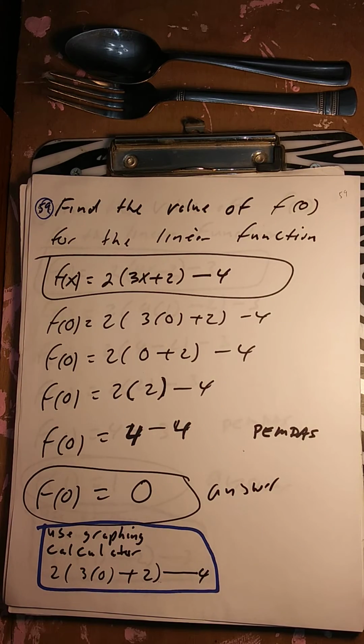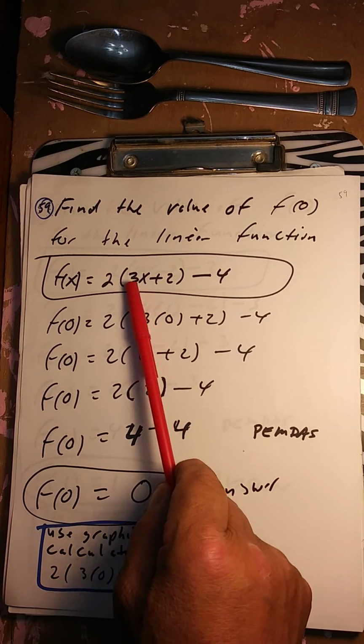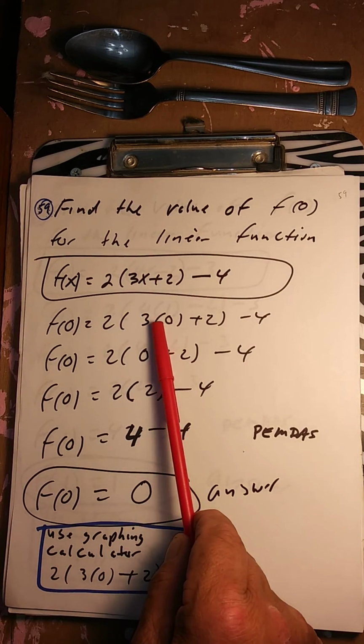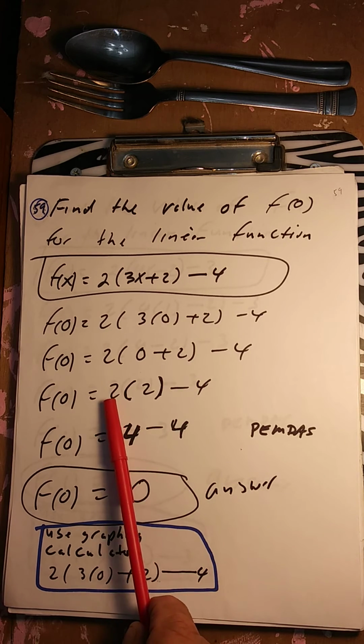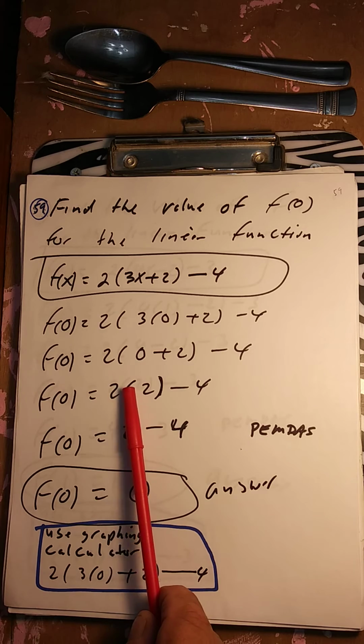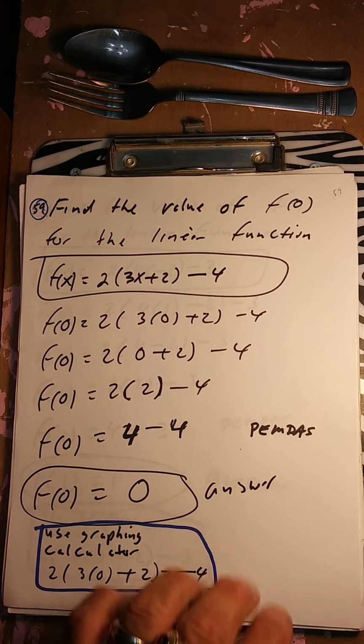Find the value of f of 0 for the linear function. Again, put the 0 in there. 3 times 0, put it in here. So 3 times 0, multiply first. No, don't add. 3 times 0 is 0. 0 plus 2 is 2. 2 times 2, multiply, subtract. No, multiply first. 2 times 2 is 4. 4 take away 4. It's 0.